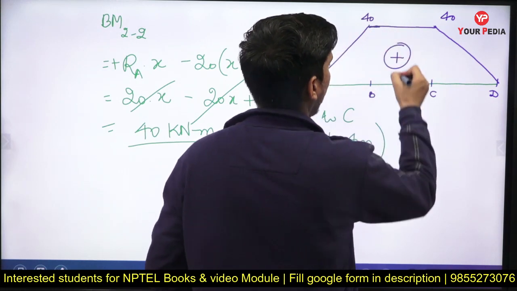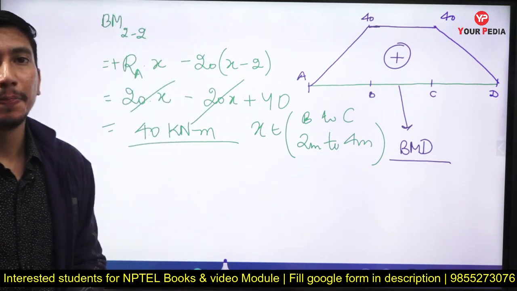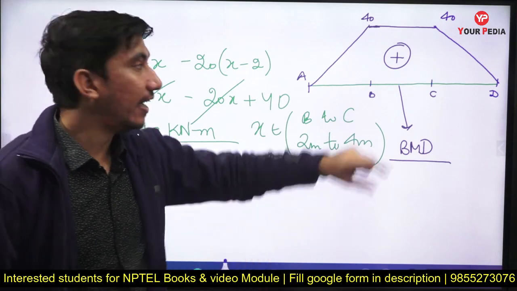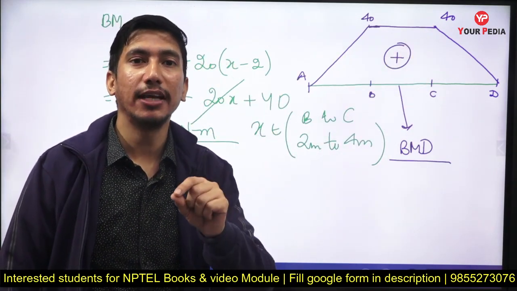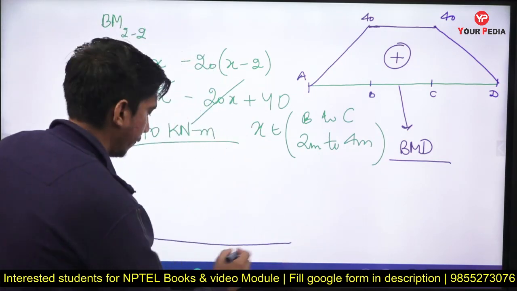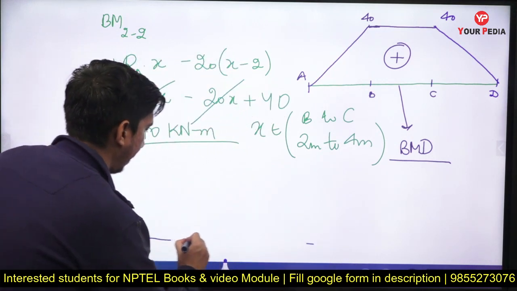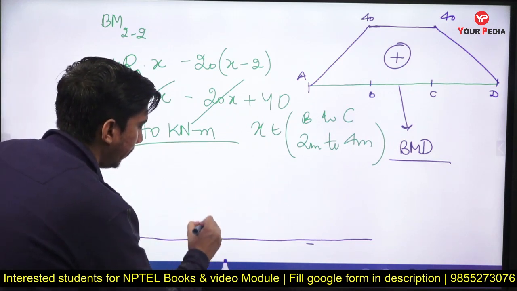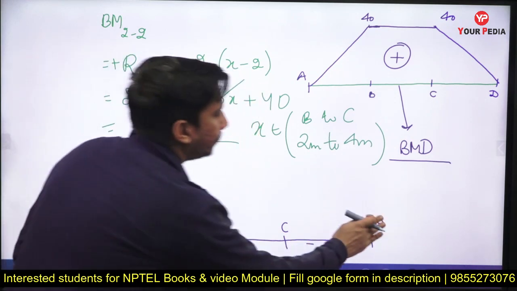So this is my bending moment diagram for this particular span. Now from here I can draw the M upon EI diagram by dividing the ordinates by the flexure rigidity of the corresponding span. So say this is my beam, this is point A, this is point B, this is point C, and this is point D.